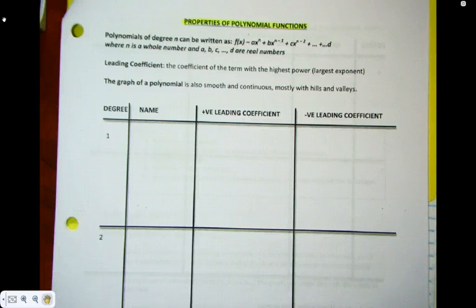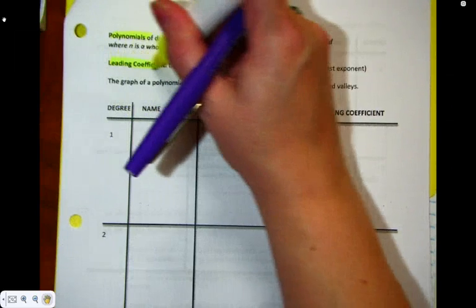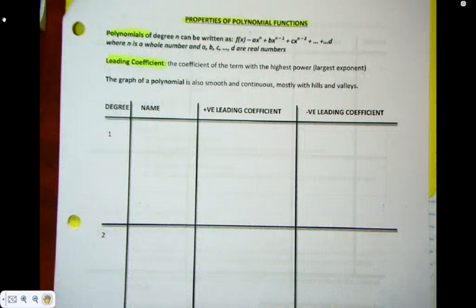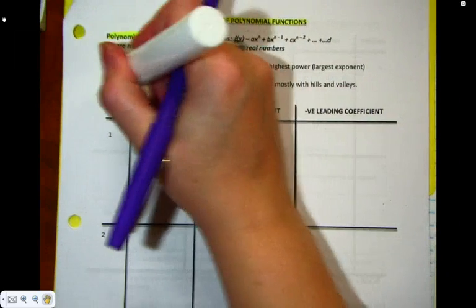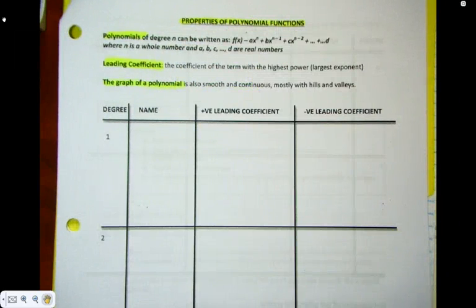So just a reminder of the definition of a polynomial. Reminder of the leading coefficient definition. That's back from last unit. We talked about that. And in case you didn't know, graphs of polynomials are smooth and continuous with hills and valleys. They're not straight lines, they're bumpy. The exception to that being linear, which is the first one we're going to talk about.